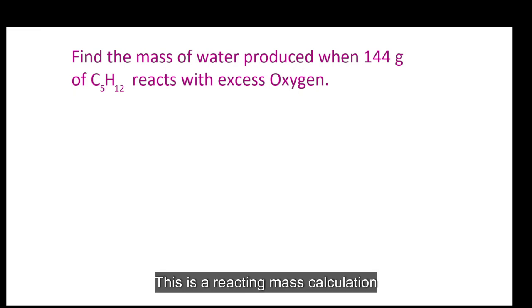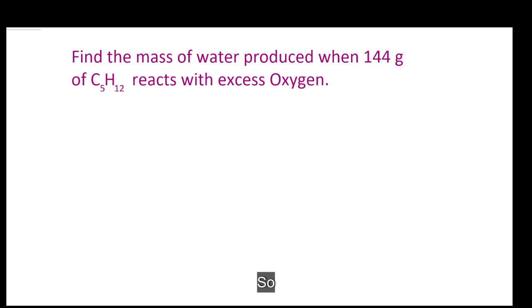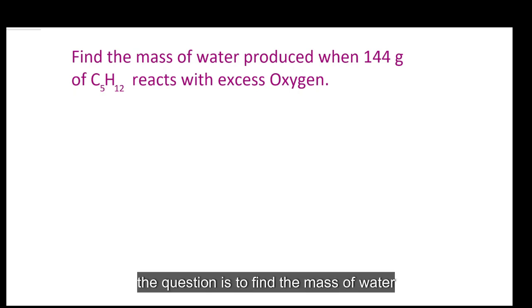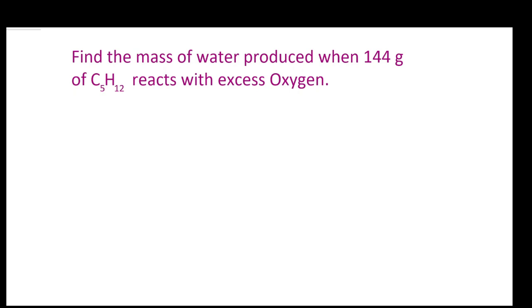This is a reacting mass calculation question. I've seen these kind of questions a lot in GCSE Chemistry papers. So the question is to find the mass of water produced when 144 grams of C5H12, which is pentane, reacts with excess oxygen.